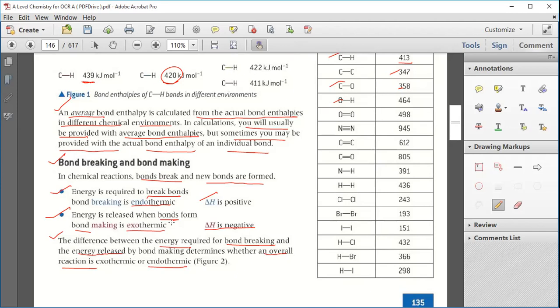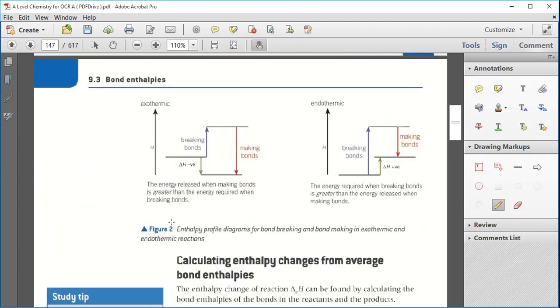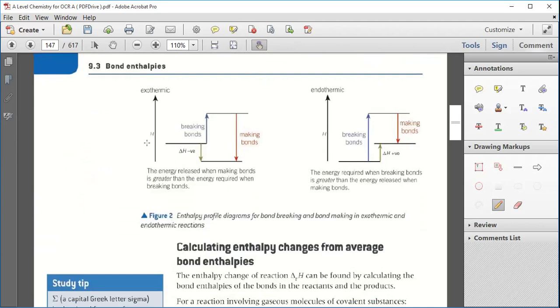Now see, exothermic delta H. Suppose this is the energy of a breaking bond, and this is the energy of the making bond. So delta H is negative in this case. In this case, delta H is positive.